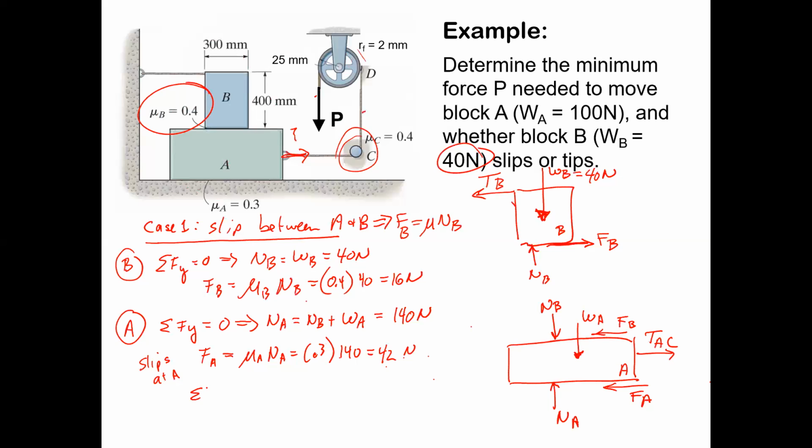And the sum of the Fx's is going to be, TAC in the positive direction is going to equal the other forces going to the left, which is Fa plus Fb. So therefore, the tension at AC is going to have to be 58 newtons to get that thing to move, to overcome those two friction forces acting on the box.